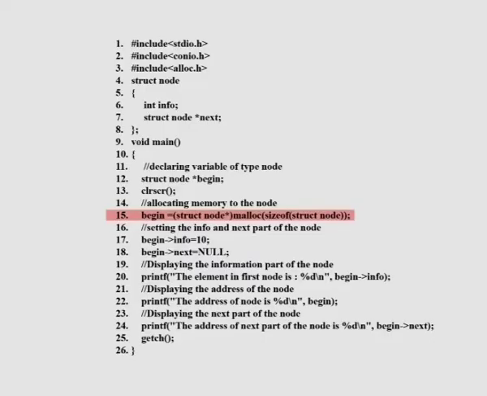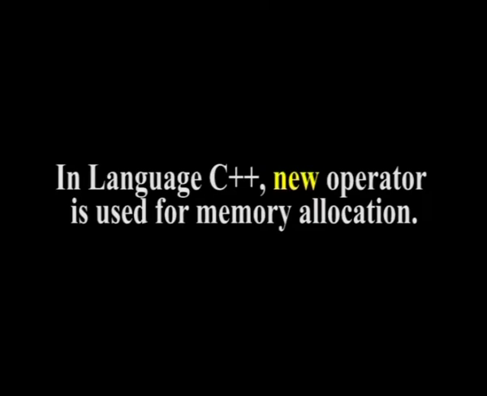As we have seen in the program code in previous lecture, this memory can be taken from this memory pool using malloc function. This function is used for memory allocation in language C. C++ language uses new operator for allocation of memory for the node to the linked list. Other languages use other syntax.